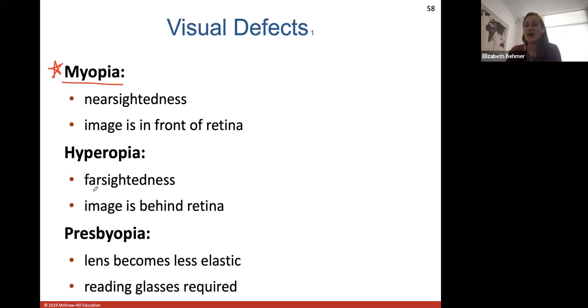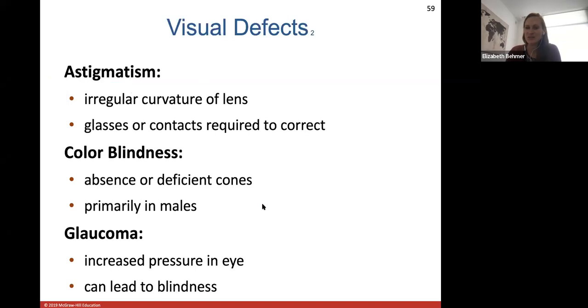Hyperopia is farsightedness. This means you cannot see things that are near or close up, and the image is focused behind the retina. And presbyopia is when the lens becomes less elastic and reading glasses will be required. So those are the 3 different types of visual defects.